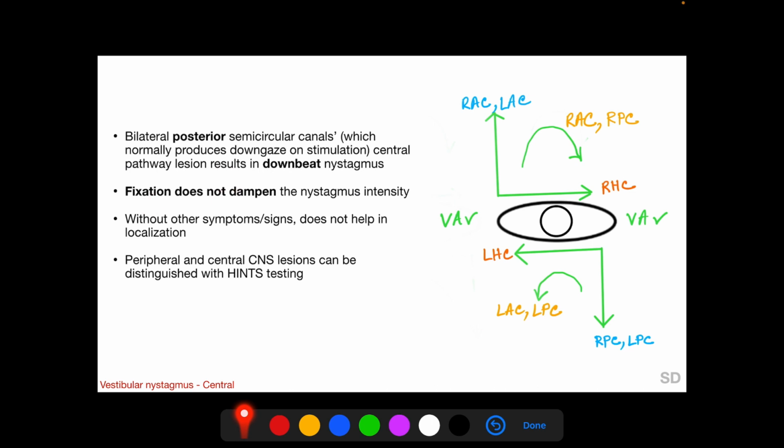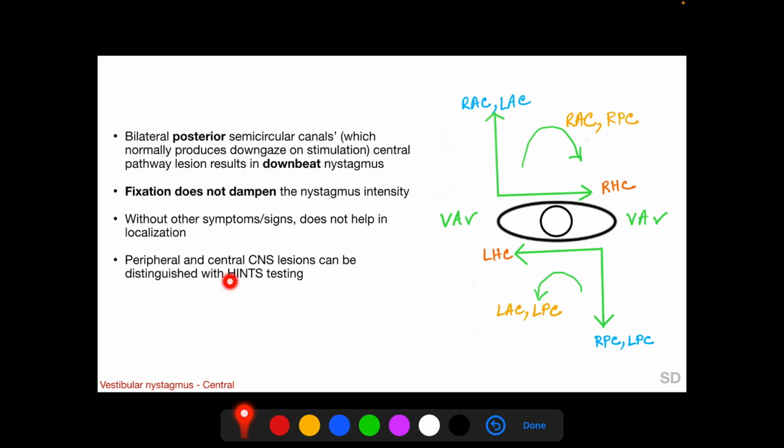This is in contrast to peripheral vestibular nystagmus, in which case fixation dampens the nystagmus intensity, and is also in contrast to congenital nystagmus, in which case fixation increases the nystagmus intensity. So the effect of fixation on nystagmus intensity can also aid us in differentiating between central vestibular nystagmus, peripheral vestibular nystagmus, and congenital nystagmus. If there are no other symptoms and signs along with a central vestibular nystagmus, we won't be able to localize the lesion.